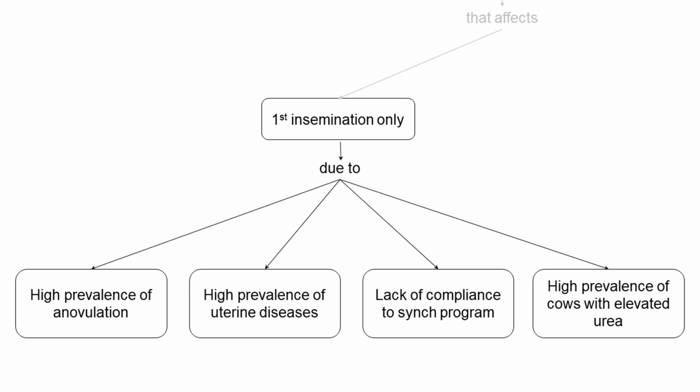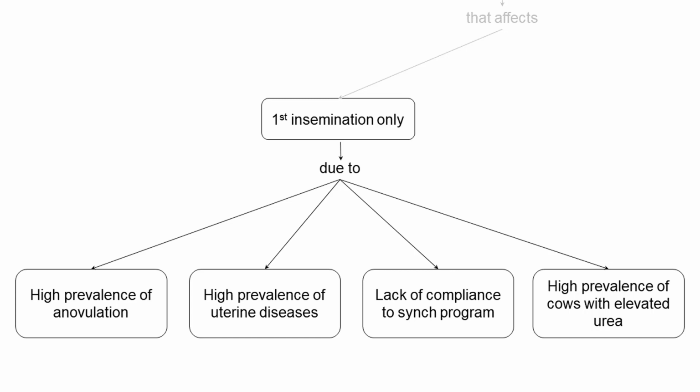On the contrary, if only first inseminations are affected, the problem is likely at the beginning of the lactation. For example, in a herd that uses a synchronization program for first inseminations and heat detection for subsequent inseminations, a low conception risk for first inseminations could be due to the lack of compliance to the program. A low conception risk for first inseminations is, however, often associated with a transition problem. For example, a nutrition problem in the postpartum period could cause elevated urea for postpartum cows only, which would result in a low conception risk for first insemination.